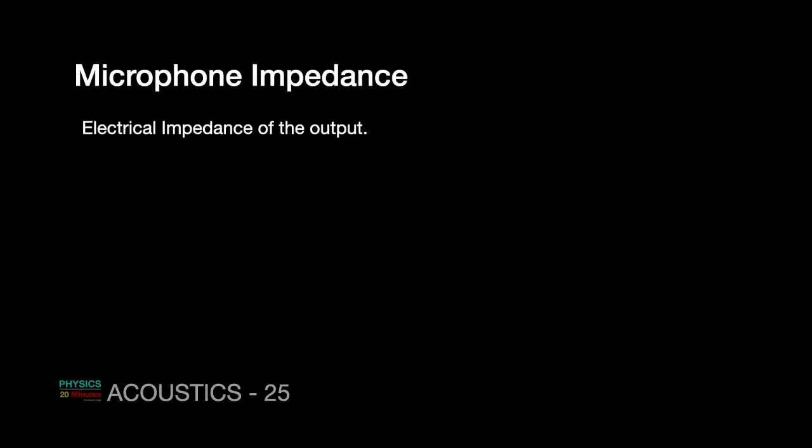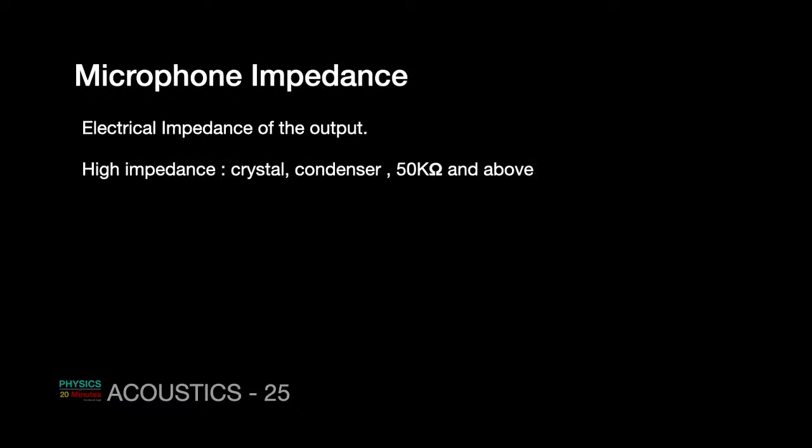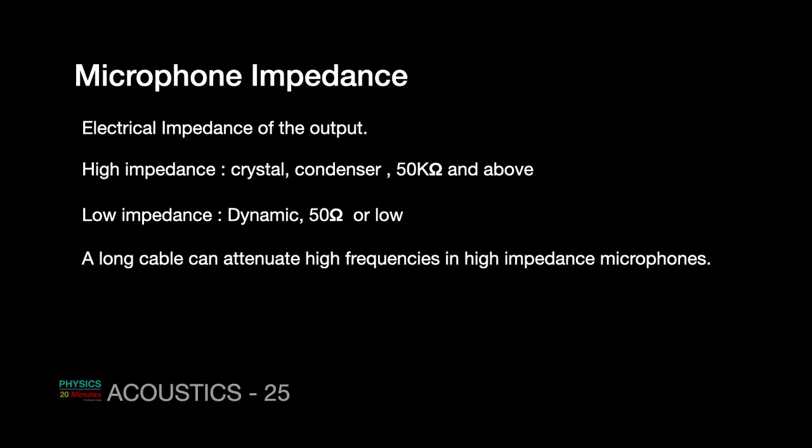Microphone impedance is important. Impedance should be very high. It's preferred. Both crystal and condenser microphones have input impedance of around 50 kilo ohms and above, which is a nice one. They are expensive though, both of them. Dynamic microphones, they are cheaper, but their impedance is low, so that way it is not advantageous. Cable also affects the microphone signal. Long cable can attenuate high frequencies in high impedance microphones.